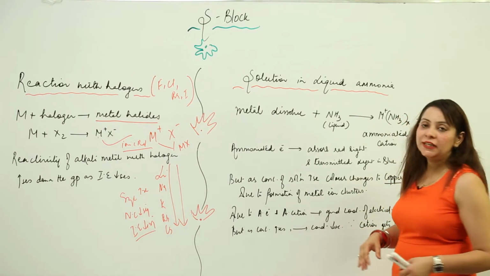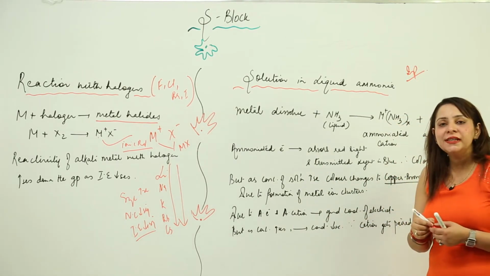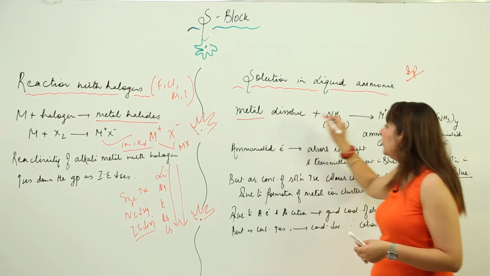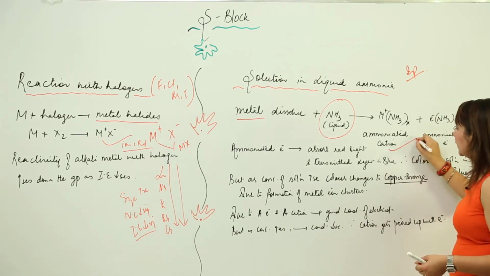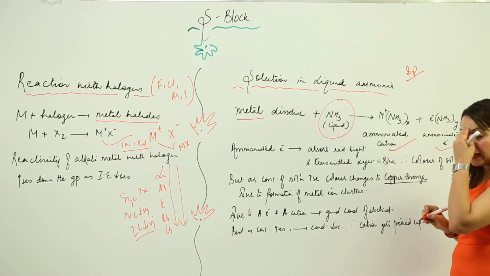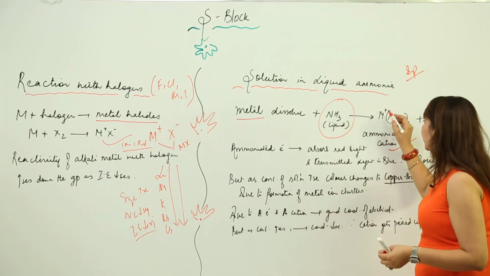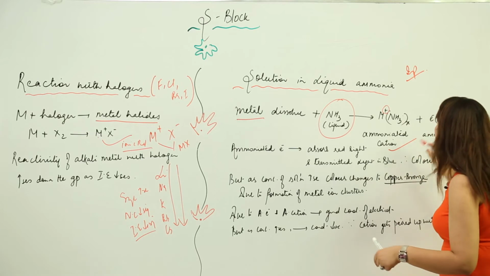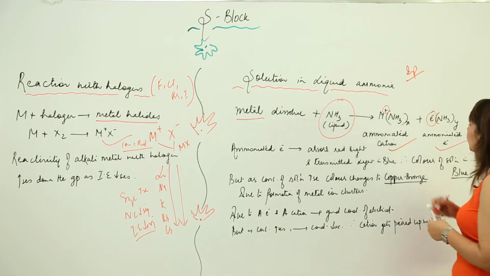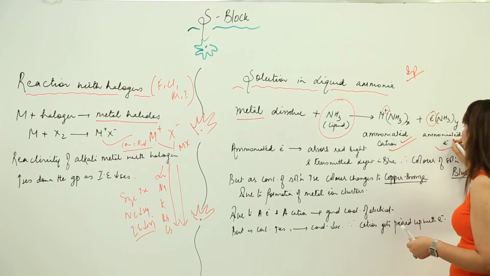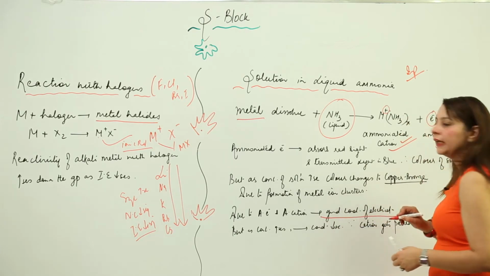Now the next property is solution in liquid ammonia, which is one of the very important properties. What we see is that metal dissolves in liquid ammonia, and forms ammoniated cation and ammoniated electron. Again, metal dissolves in liquid ammonia forming the ammoniated cation. This is the ammoniated cation, as you can see the positive ion, and this is the ammoniated electron, as you can see the electron here. So due to these two things, the ammoniated cation and ammoniated electron, it is a good conductor of electricity.